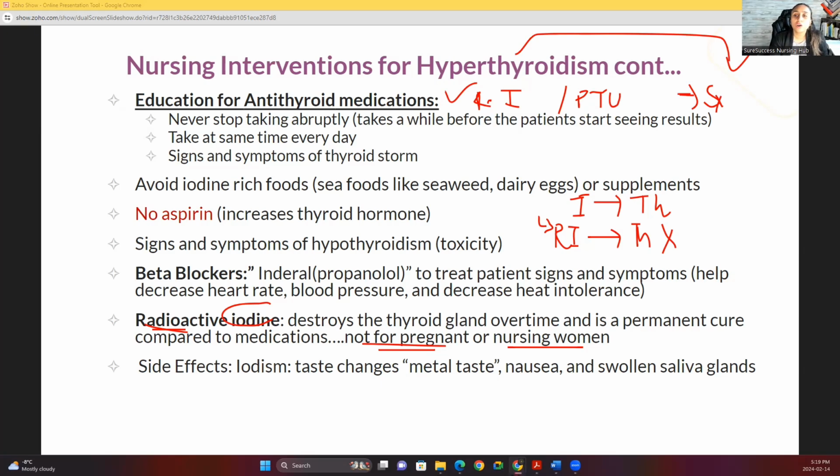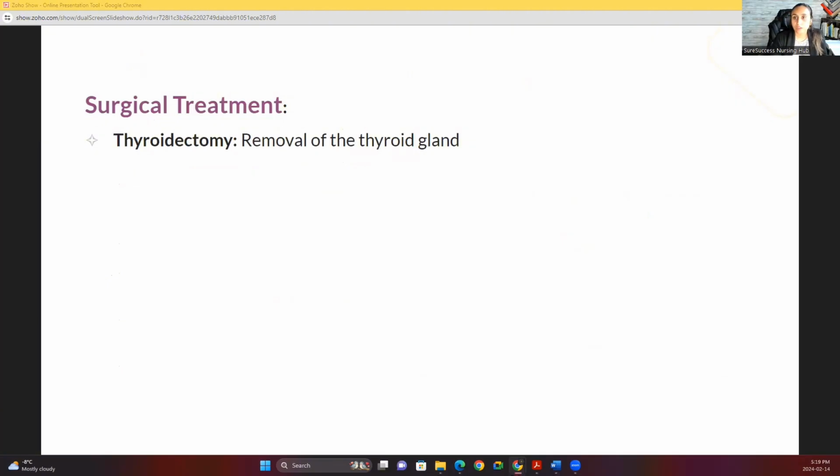Thyroidectomy. Now tell me, thyroidectomy means removal of the thyroid gland. So what will happen to the thyroid gland? So will I produce thyroid? No. So teach this patient that they will be, forever in their life, they have to take the thyroid.